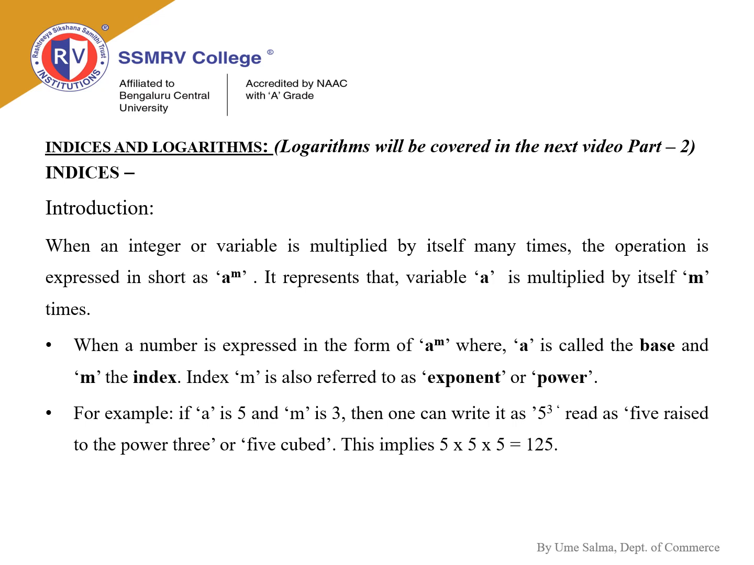For example, let us look at one example to understand indices. If a is 5 and m is 3, then one can write it as 5 raised to 3, which is also read as 5 raised to the power 3, or sometimes also called 5 cubed. This implies 5 into 5 into 5, which is 125.